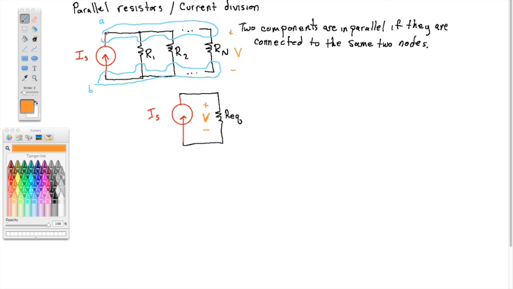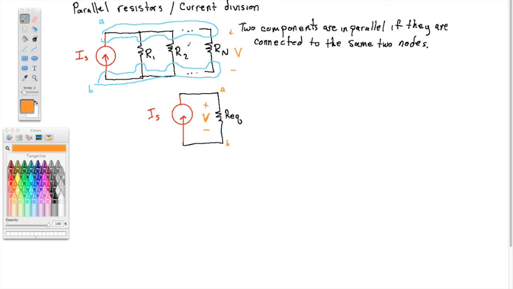So the voltage from A to B, here's A, here's B, in this circuit is going to be the same as the voltage in this circuit. So really, equivalent resistances mean we have the same power in both cases. That is to say, we have the same current and we have the same voltage. So we have the same power. If I connect the equivalent resistance to a current source, I get the same voltage. And if I connect an equivalent resistance to a voltage source, I get the same current.